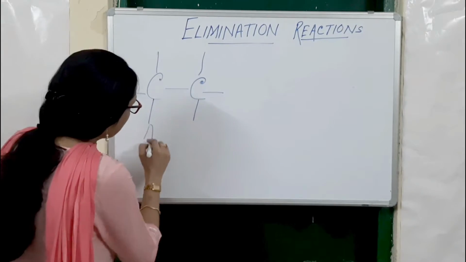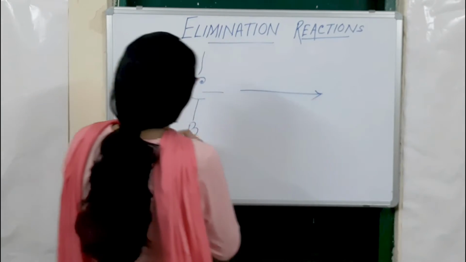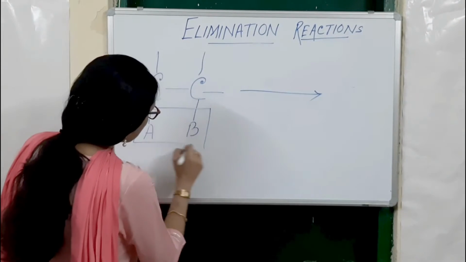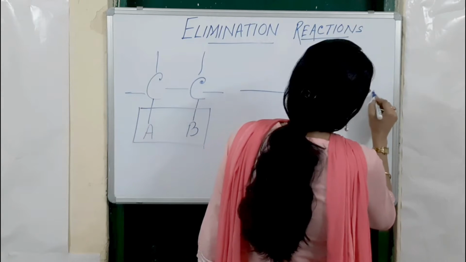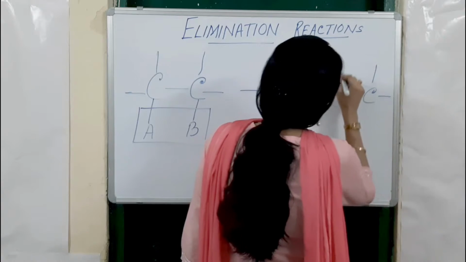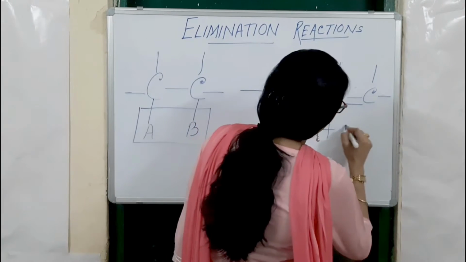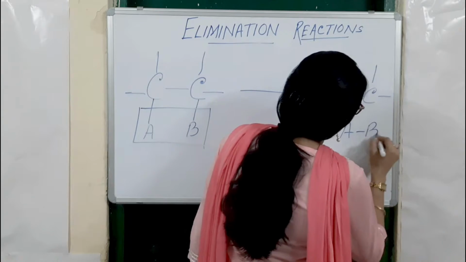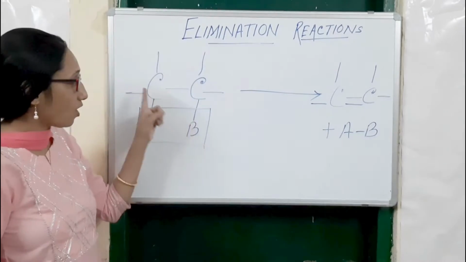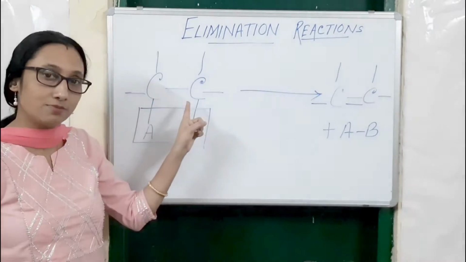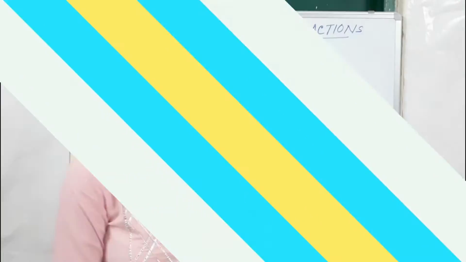Suppose this one is A, this one is B. I am removing this AB, so what will I get? A double bond is formed. So when these two groups are removed from two adjacent carbon atoms, then the reaction is known as an elimination reaction.